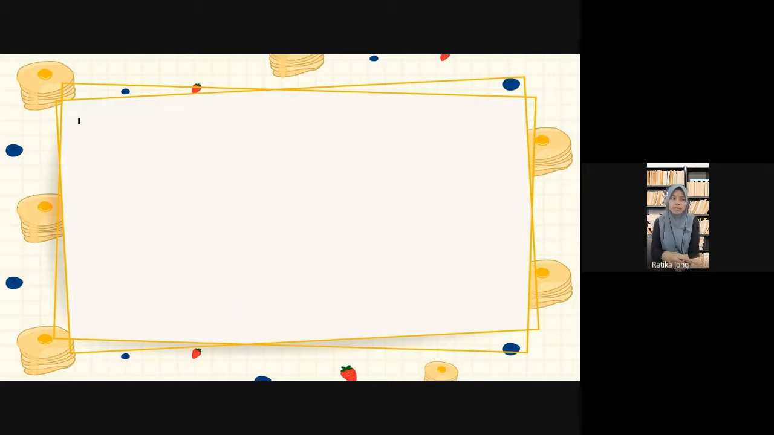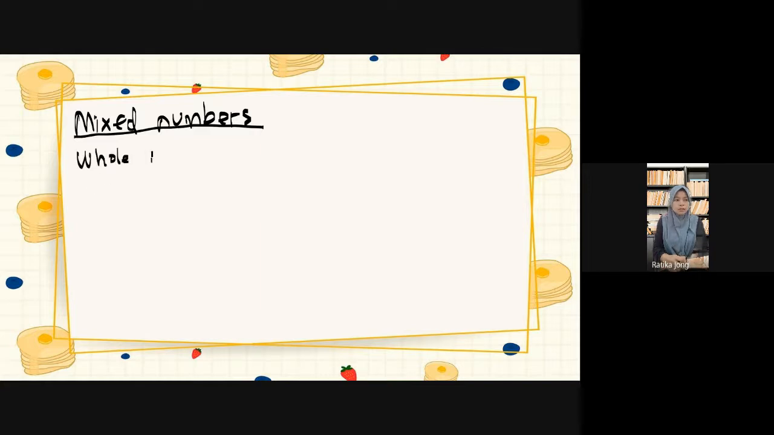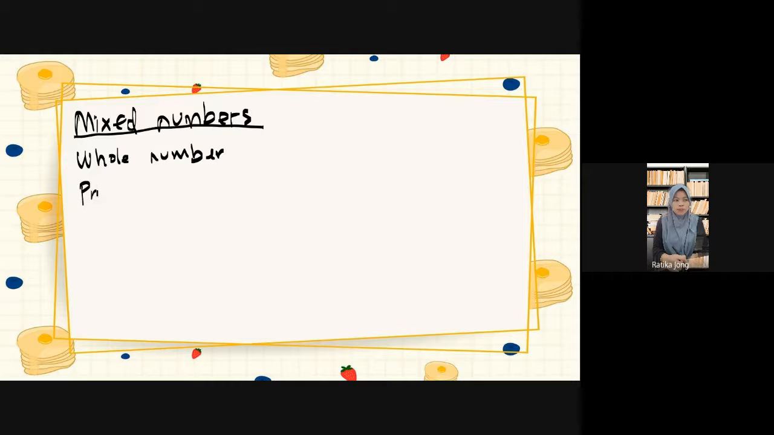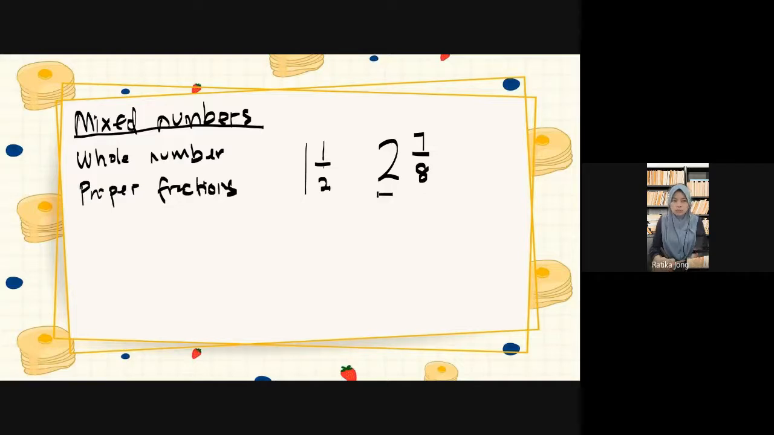Apa lagi yang awak belajar minggu lepas? Mixed number. Yes, mixed number. What is the definition of mixed numbers? Mixed number consists of apa? Yang mesti ada whole number and also proper fraction. For example, 1 1/2. This is a mixed number. Yang ada whole number, nombor bulat and also fraction. 2 7/8 is also a mixed number. Ada nombor bulat and also ada proper fraction.